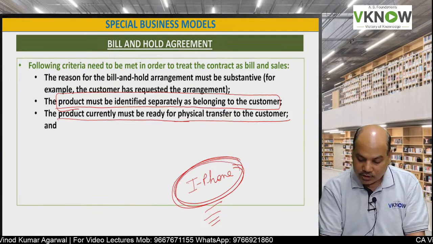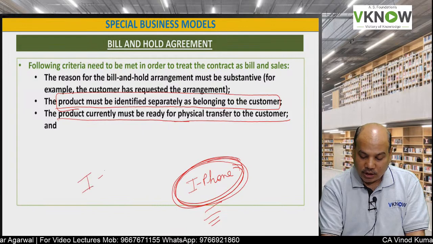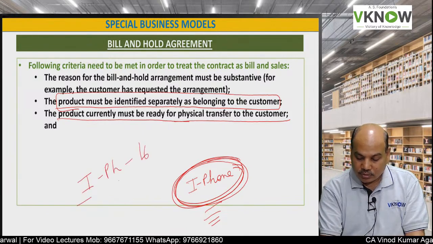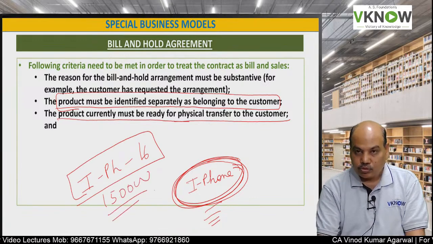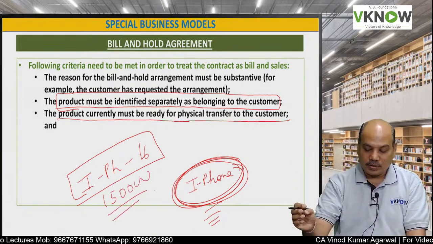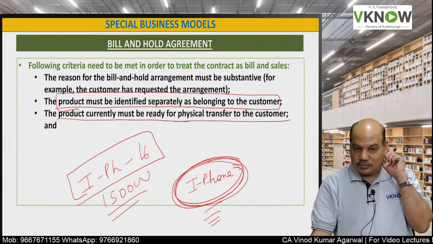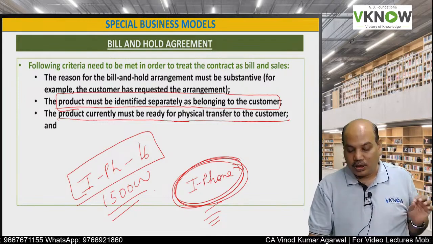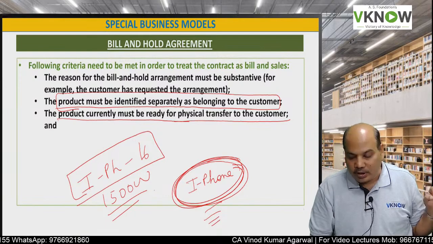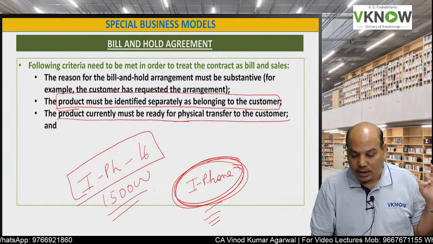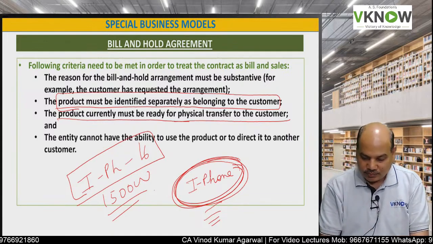If the customer wants, he can take the physical delivery. Suppose the customer says, "I want iPhone 16. Take this advance 1,50,000." You said that iPhone 16 is not there. So the customer says, "Don't worry, whenever it comes, you deliver it to me." Then in that case, it is not a bill and hold arrangement. Revenue will not be recognized now because the item is not ready for physical delivery.